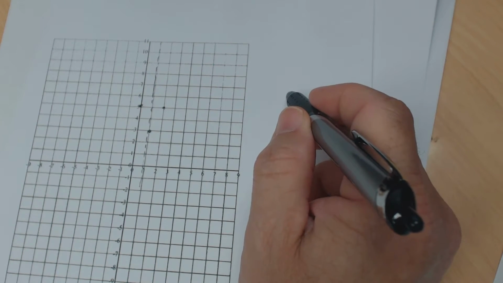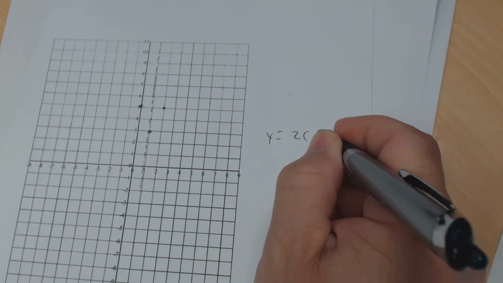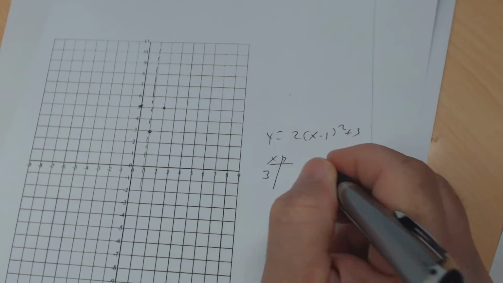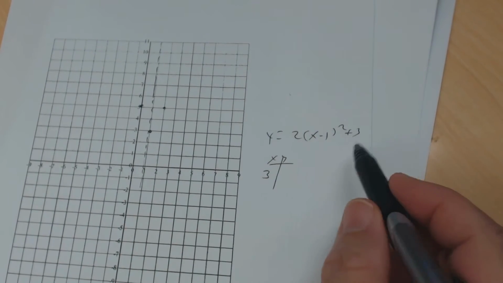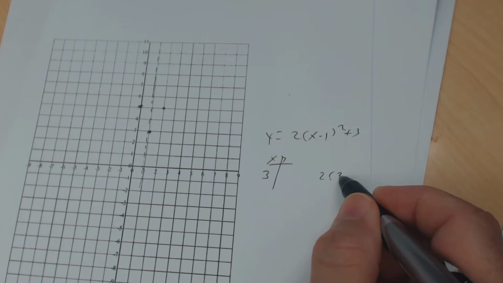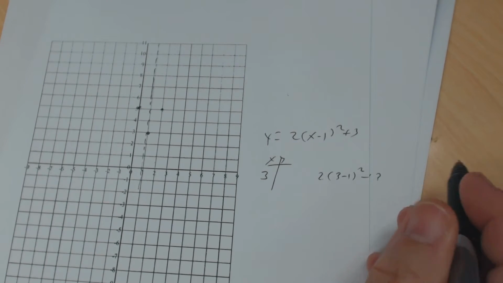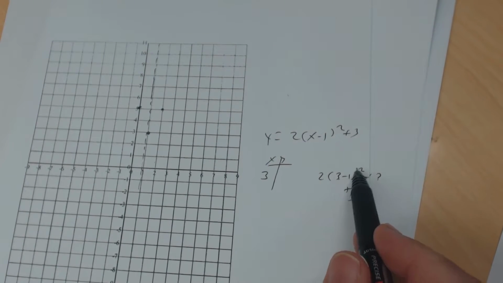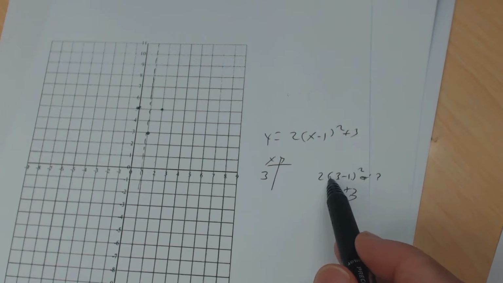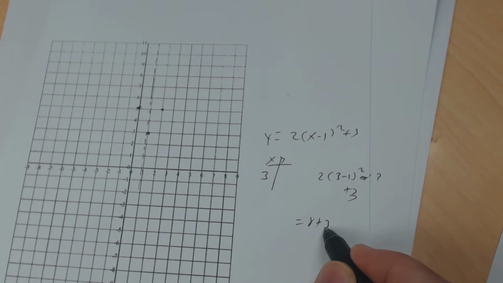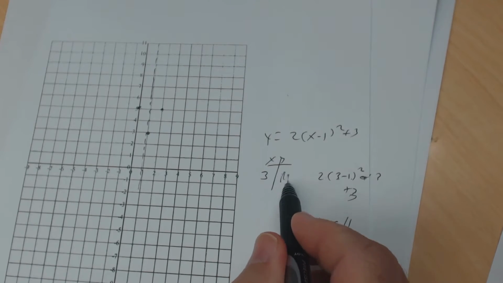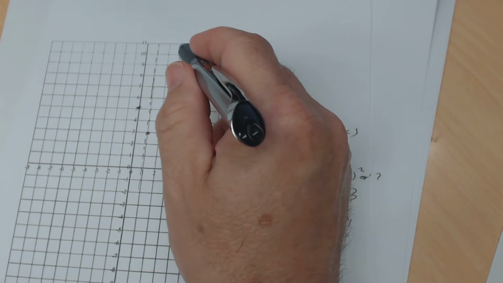So let's see, the function was y equals 2 times (x minus 1) squared plus 3. So let x equal 3 and find out what y is. So that will give you 1 more point. So when x is 3, I get 2 times (3 minus 1) squared plus 3. And then 3 minus 1 is 2. 2 squared is 4. 4 times 2 is 8. So I get 8 plus 3, which is 11. Okay, so I get (3, 11). So (3, 11) is way up here.